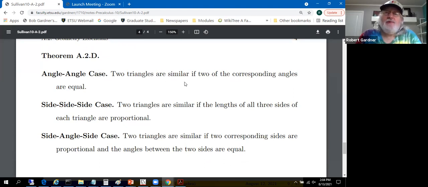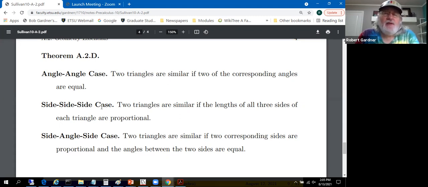Angle, angle. Two triangles are similar if two of the corresponding angles are equal. Yeah, but the angles of a triangle add to 180 degrees. So if two of the angles are equal, then actually all three of the angles must be equal. You might think of this as angle, angle, angle. It's stated maybe differently from what you encountered in high school. But if two of the angles are equal, then the third angles must be equal as well. So the triangles have the same angles and they have the same shape. But they might be different sizes because we didn't say anything about lengths of sides.